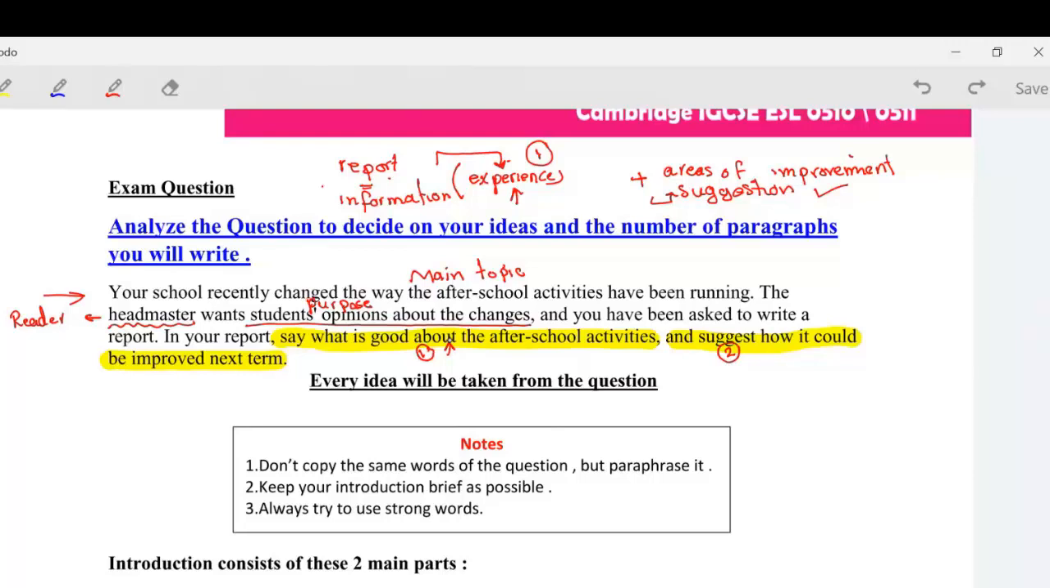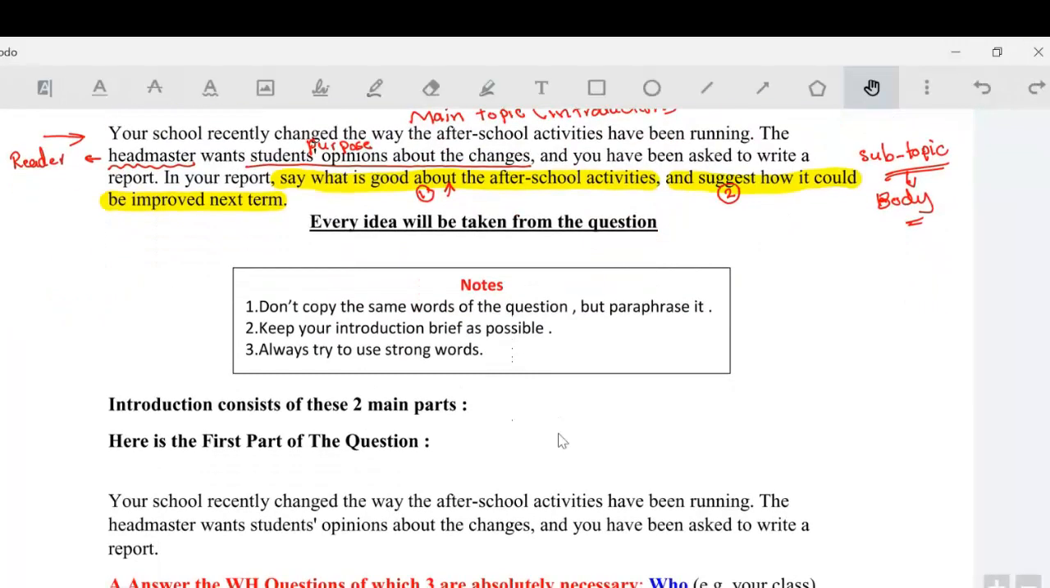We have a main topic and we have a subtopic. The main topic will be mentioned in my introduction, and the subtopic will be explained in the body paragraphs. We'll do this in detail. Every single idea will be taken from the question here. So understanding the question is the main task for you.